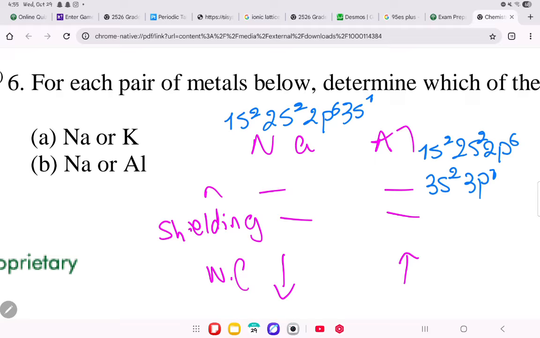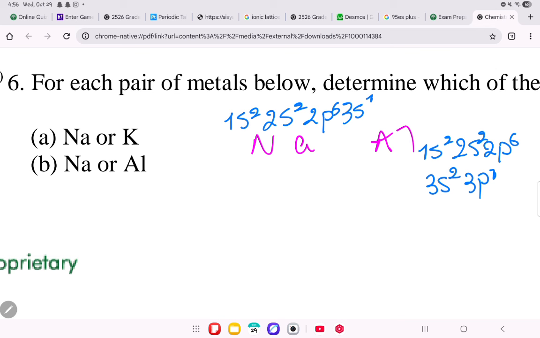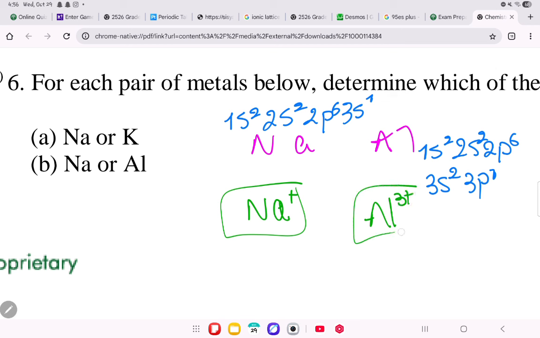But I forgot to mention, my bad, that we also need to pay attention to the ionic radius. So if this is the atomic radius, let's focus now on the ionic radius. Na will become Na+, right? Al will become Al3+. Perfect. Now, what does this mean? This means for Na+, we will remove one electron from the s. There we go. So now we took away a single electron.